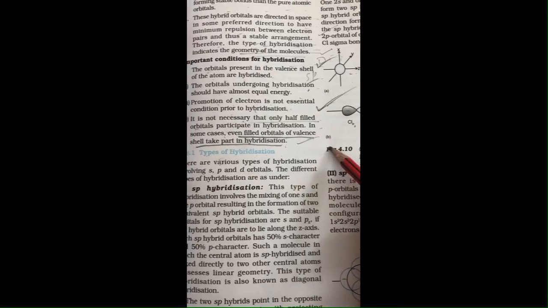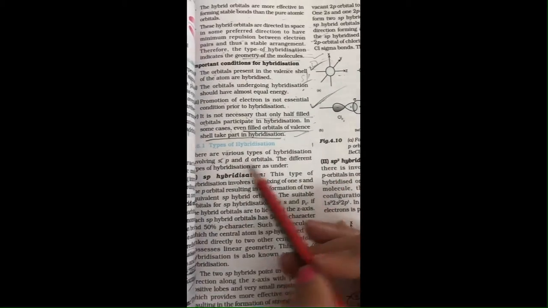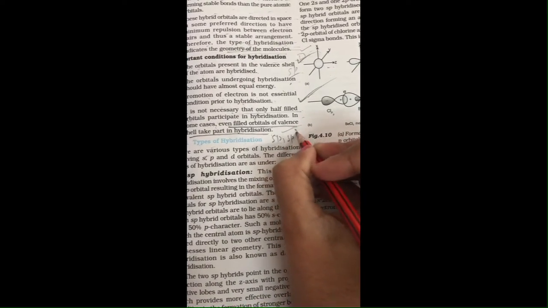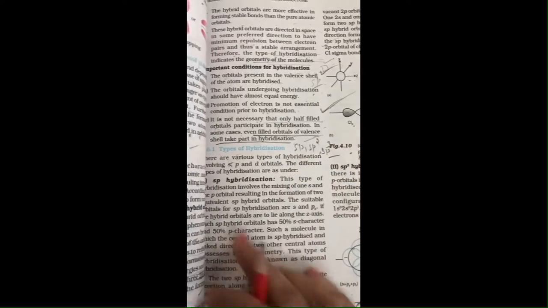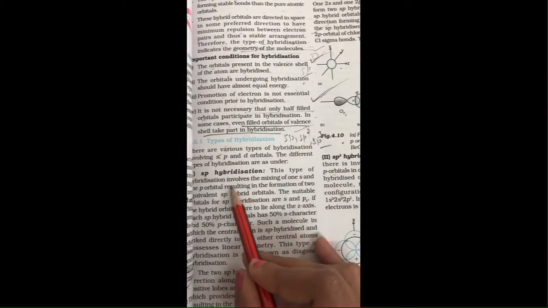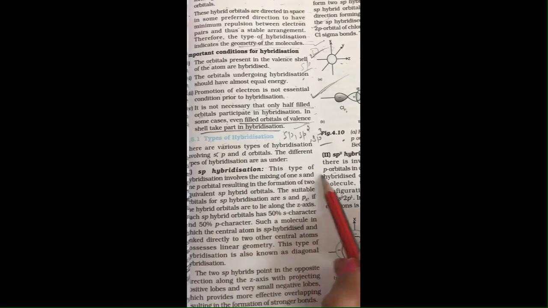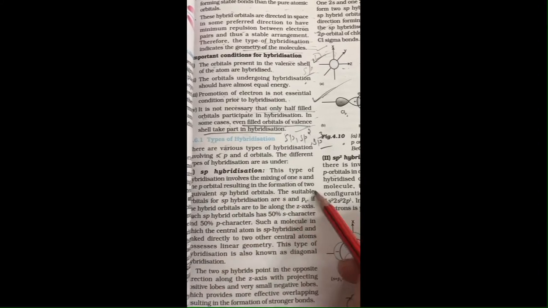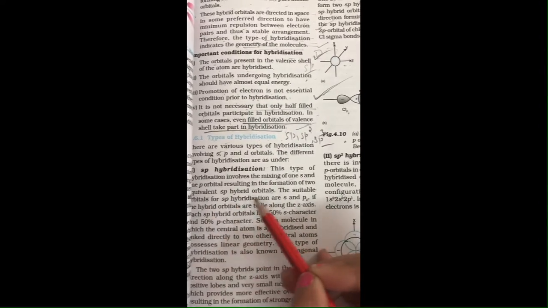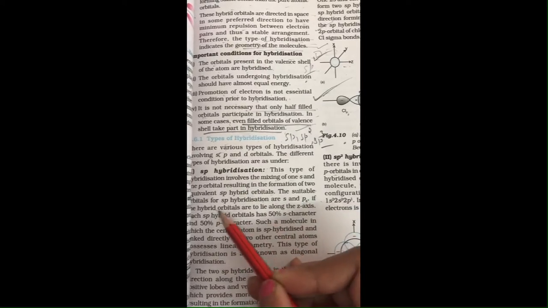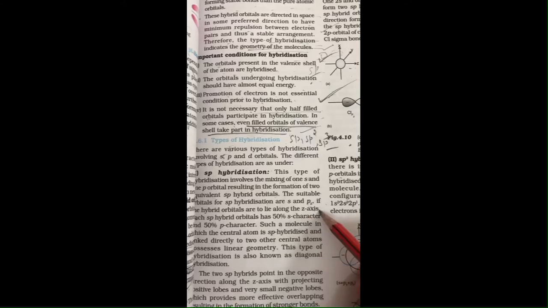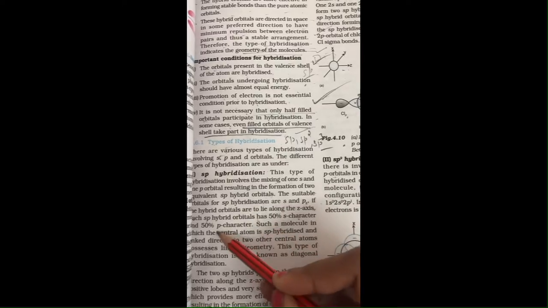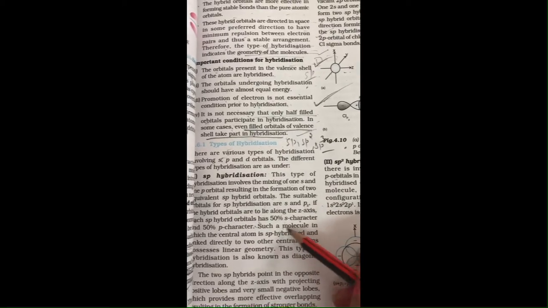Part in the hybridizations. Next, types of hybridization. Generally 3 types, that is the sp, sp2 and sp3. Clear? The first one is this type of sp hybridization involves the mixing of one s and one p orbital, resulting in the formation of 2 equivalent sp hybrid orbitals. Suitable orbitals for sp hybridization are s and pz, and if the hybrid orbitals are to lie along the z-axis and each sp hybrid orbital has 50% s character and 50% p character.